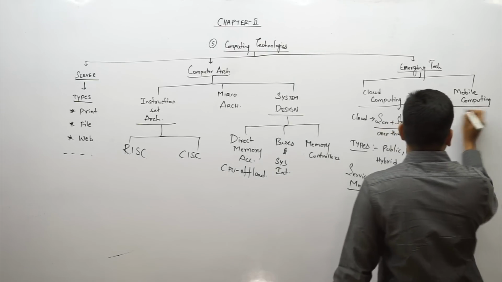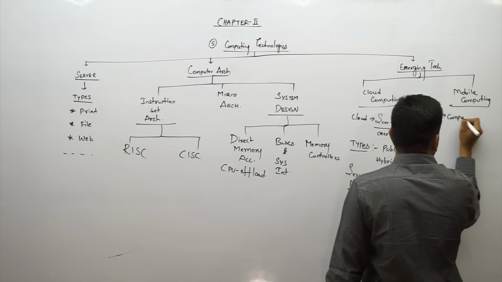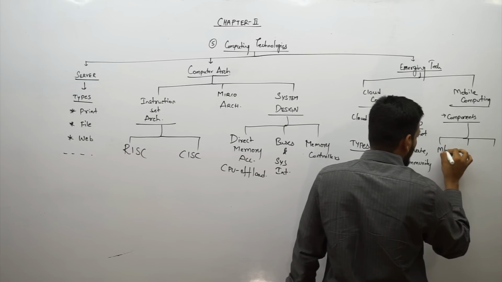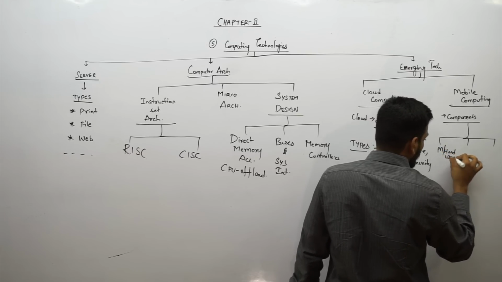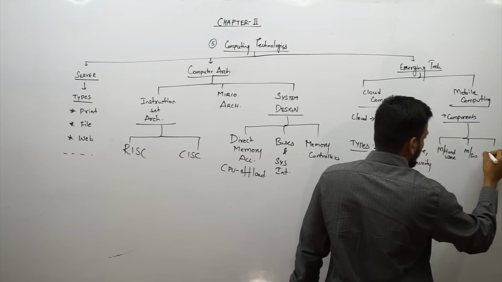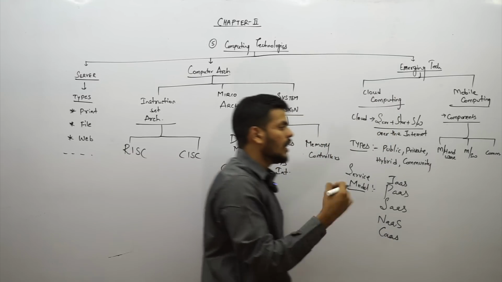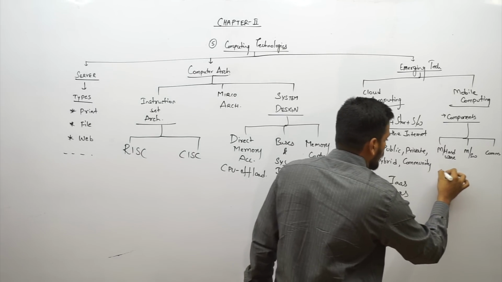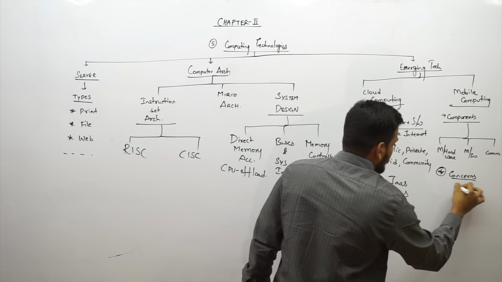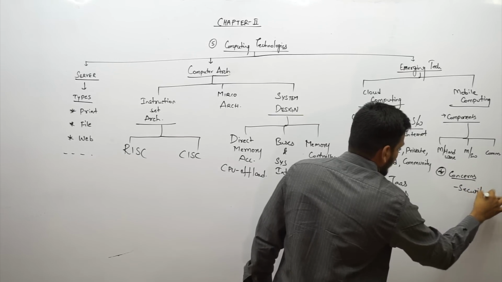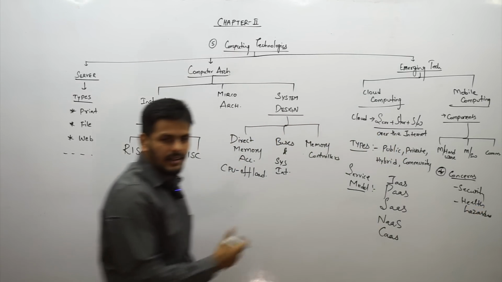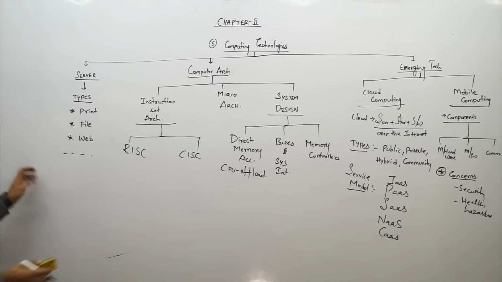Then coming to mobile computing, you have the concept of components. What are the components of mobile computing? We have three components broadly broken down into mobile hardware, mobile software, and communication. How it works? It works on wireless components. And then of course we do talk about the concerns in mobile computing: security and health hazards. So those are some points that one needs to consider in terms of mobile computing as well. So that is what we have in topic number 5, an extensive topic covering servers, computer architectures, and emerging technologies.